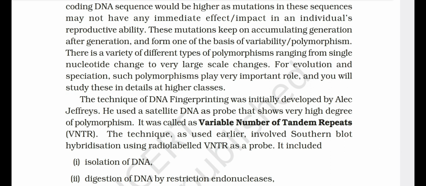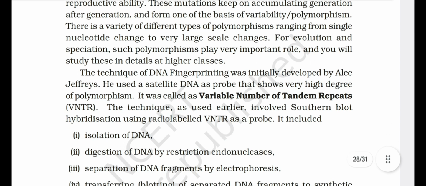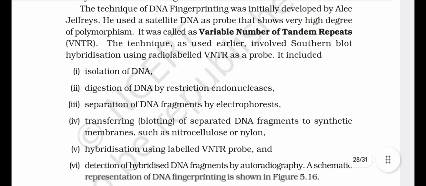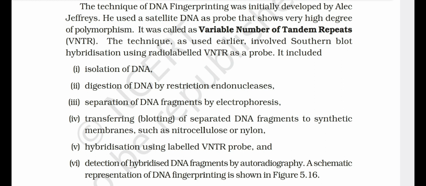There is a variety of different types of polymorphisms, ranging from single nucleotide change to very large scale change. For evolution and speciation, such polymorphism plays an important role. The technique of fingerprinting was initially developed by Alec Jeffreys. He used satellite DNA as a probe that shows a very high degree of polymorphism, called variable number tandem repeats or VNTR.